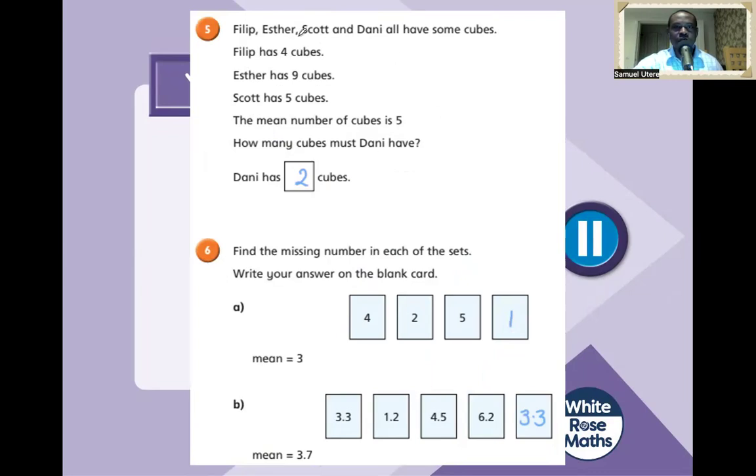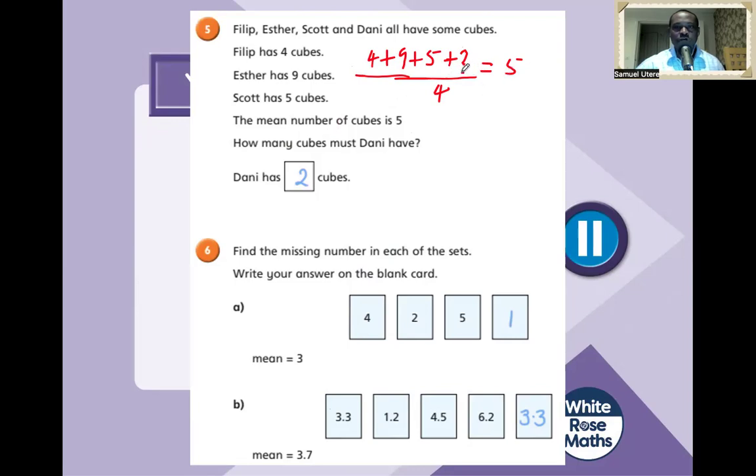Okay, so we have 4 people, right? So it means if we divide by 4, we're going to get 5 each. So 4 plus 9 plus 5, we don't know what Danny has, divided by 4 gives us 5. So we know the actual total number, if we were to add all of them up, has to be 20.